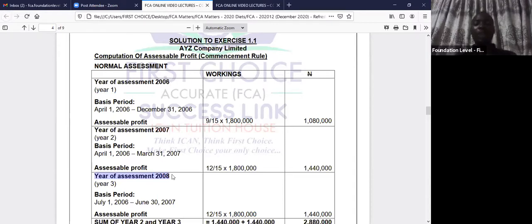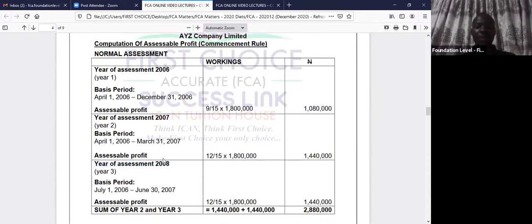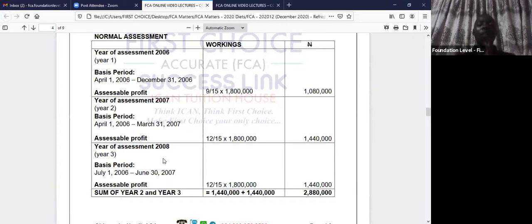Notice here that it only affects year 2 and year 3. So whenever you are giving a commencement rule or commencement of business, and the question did not tell you to ignore right of election, then always do your right of election. How will you do it? So you see here, whatever you get in year 2 and year 3, you will sum them together. So you see, I have summed these two together and I have gotten a figure.